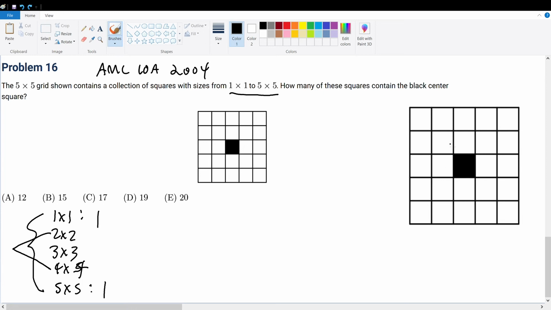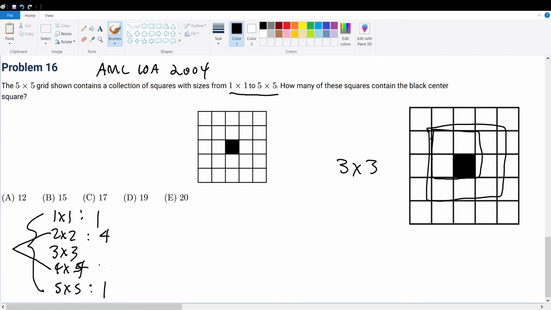So we know that it's a 2 by 2 square. Where can a 2 by 2 square exist such that it will have the black center square? Well, from constructive reasoning, it will only be this square right here, within the inner 3 by 3 square. It has to be inside this 3 by 3 square in order to contain the black center. So how many 2 by 2 squares are within this 3 by 3 square? Well, if you count it, there will be 4. So 2 by 2 squares will also have 4.